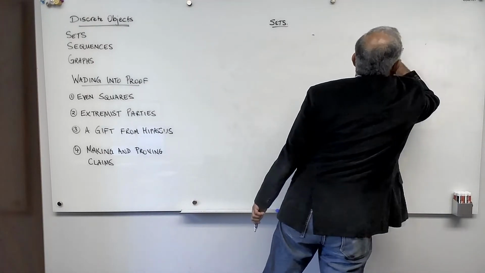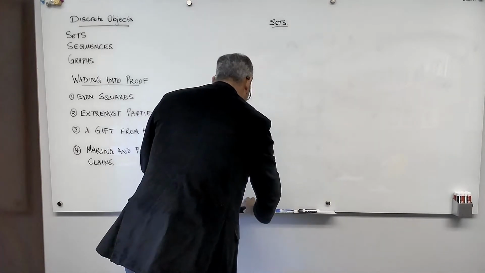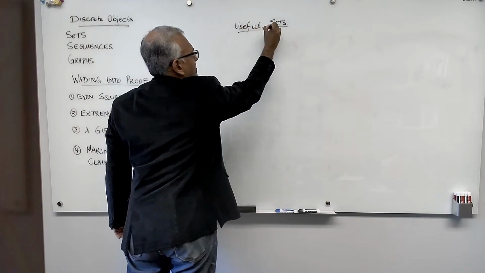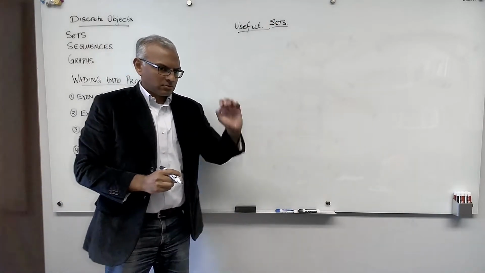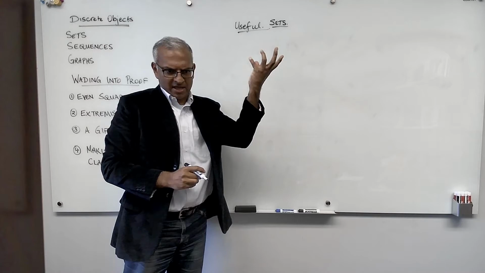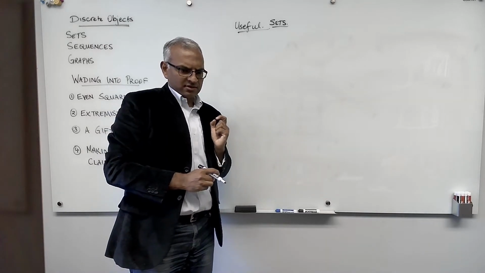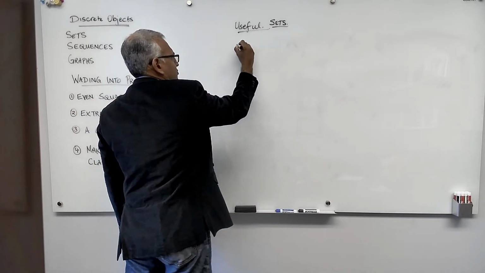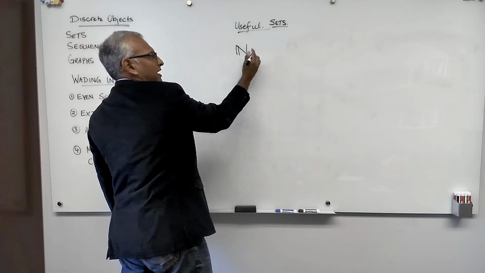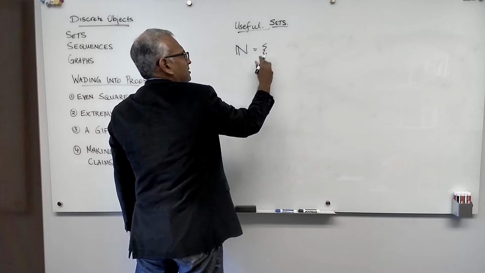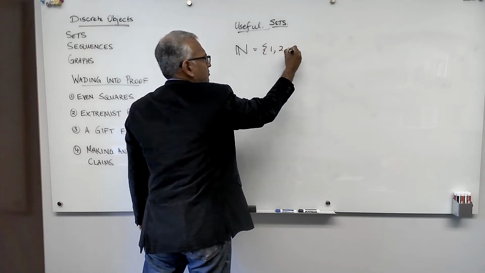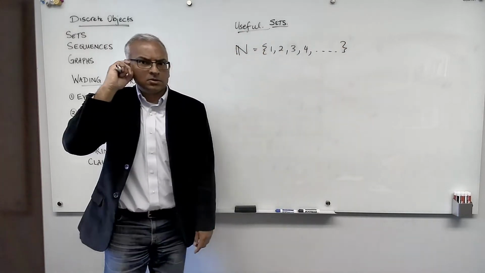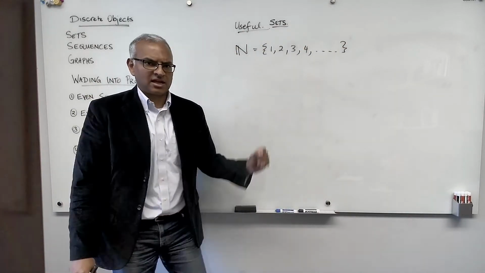So, useful sets for us. The most fundamental set for discrete math, discrete objects, is the set that we use to count. We call this the natural numbers. It's this black bold N, and the natural numbers start at 1 and 2 and then 3 and then 4 and then fill in the blanks. You know what this set is, the counting numbers.